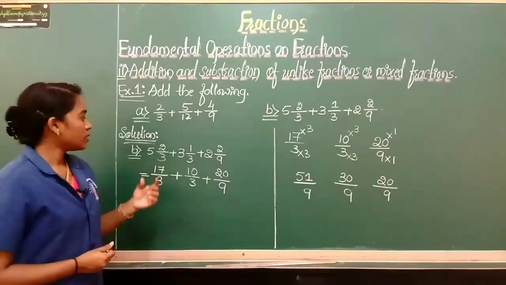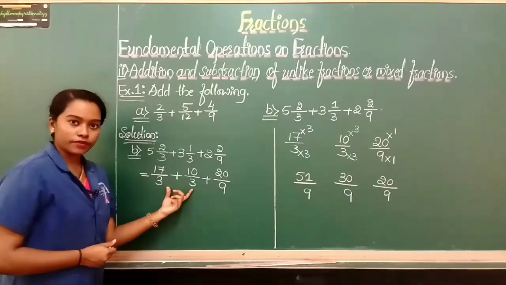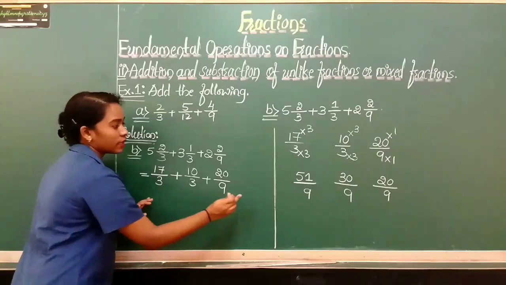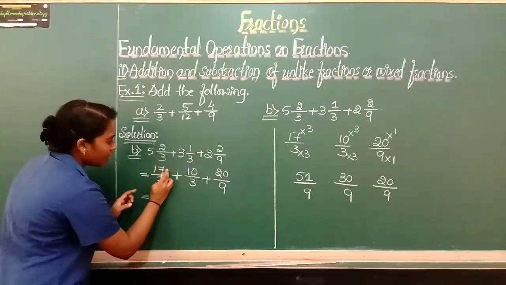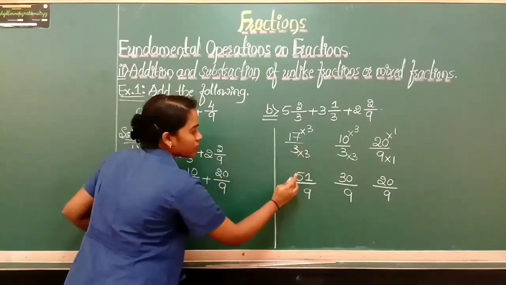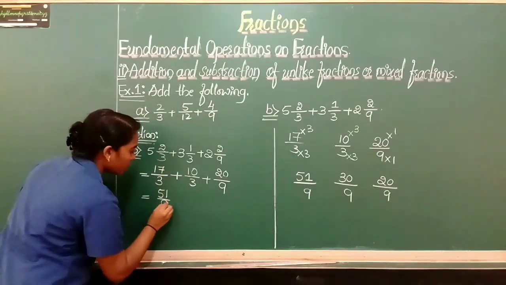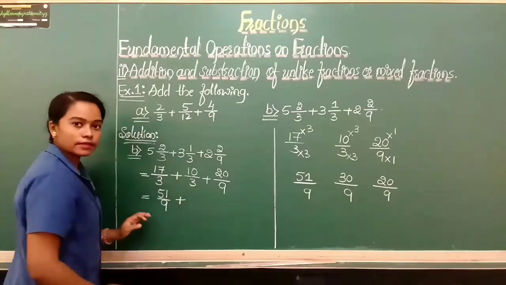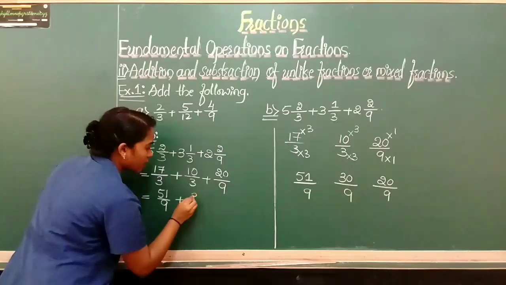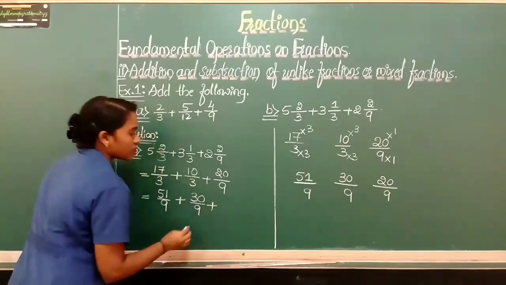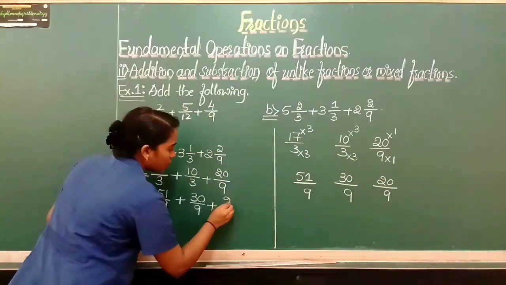See here students, we have converted the mixed fractions into improper fractions and now we have converted them into like fractions. Write it here. See, 17 by 3 is equal to the fraction 51 by 9. Okay, write it here, 51 by 9 and plus symbol as it is. 10 by 3 is equal to the fraction 30 by 9, plus 20 by 9 is equal to the fraction 20 by 9.